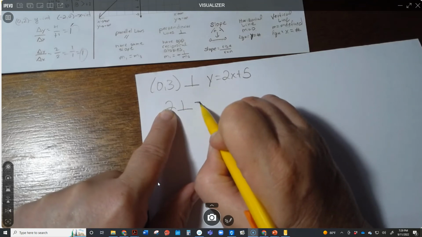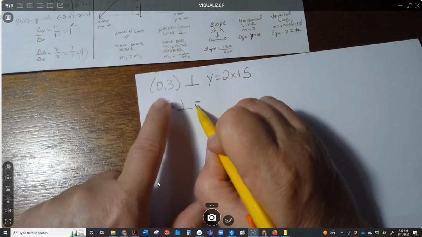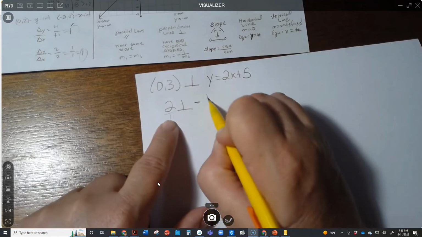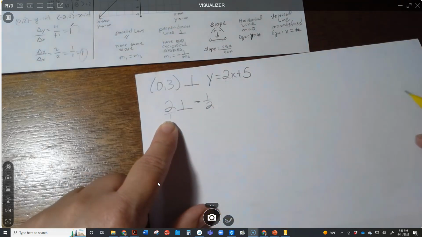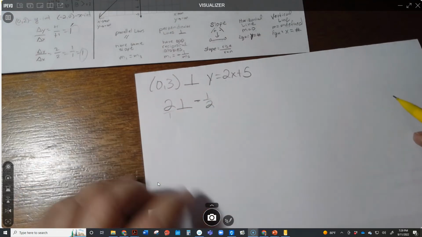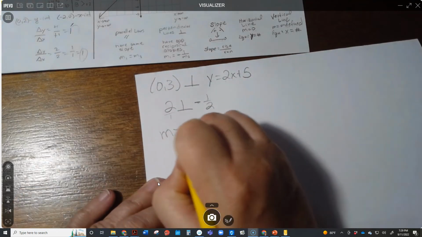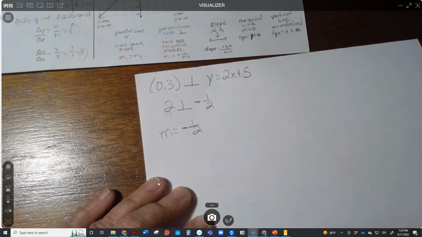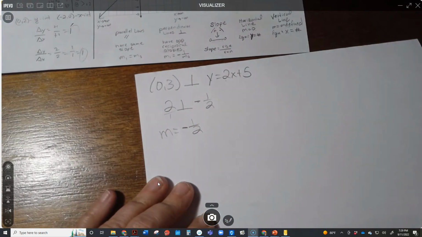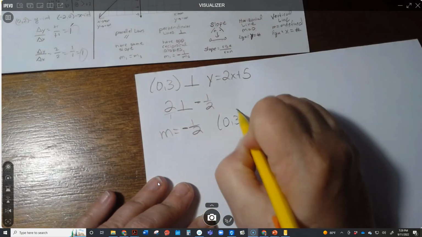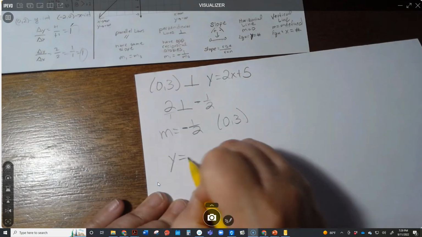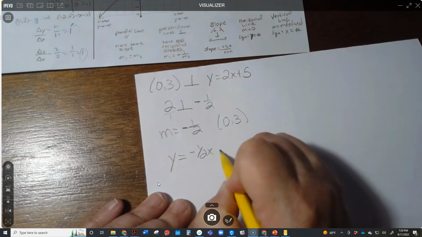So change the sign, positive and negative. And then take this, which is 2 over 1, and flip it upside down. So 2 is perpendicular to negative 1/2. So my equation has a slope of negative 1/2. And then it passes through the point 0, 3, which is the y-intercept. So it's y equals negative 1/2 x plus 3.